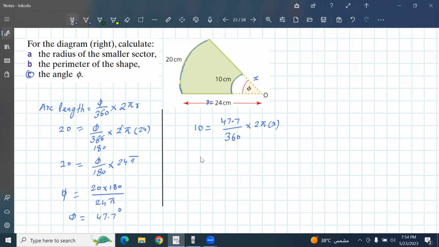So again, I will try to make the formula for x. So it is 10 multiplied by 360 over 47.7 into 2 pi. Check in the calculator. So we will figure out the radius of the smaller sector.